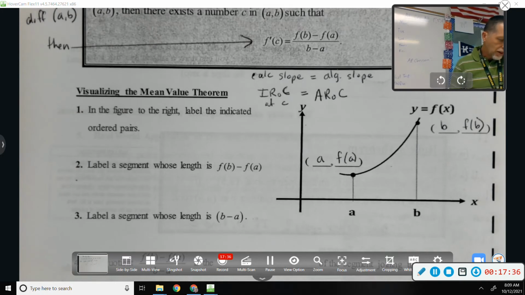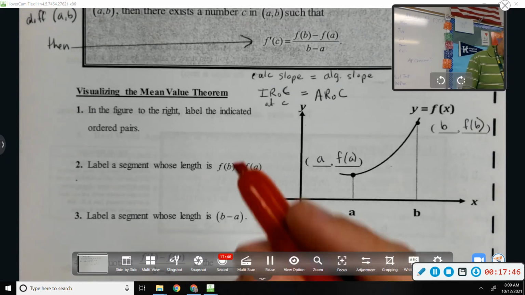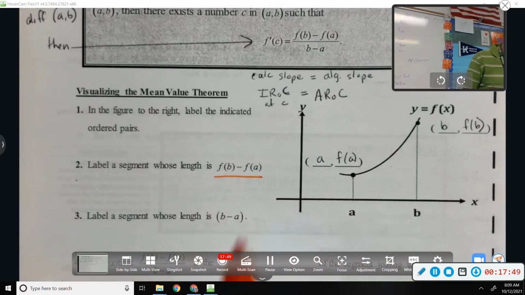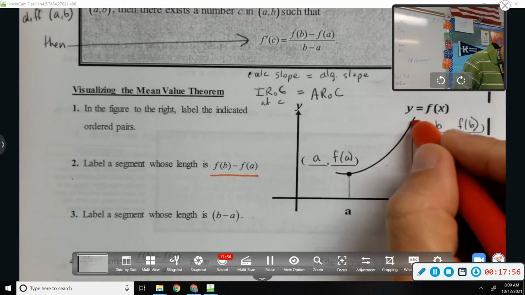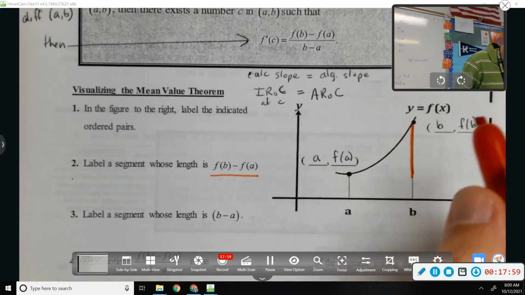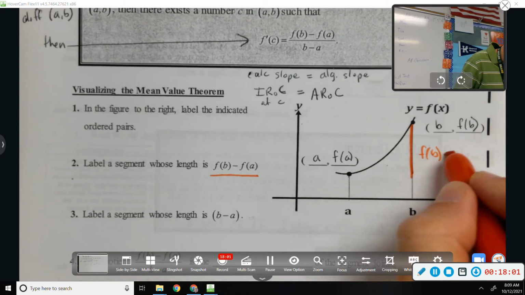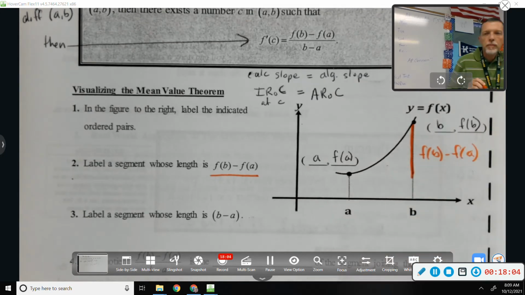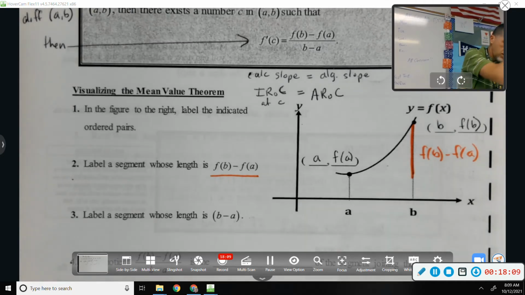Label a segment whose length is f of b minus f of a. Okay, this gets a little bit strange how they walk us through this. Label a segment whose length is f of b minus f of a. So that's the change in y. So that segment is f of b minus f of a. Label a segment whose length is b minus a.